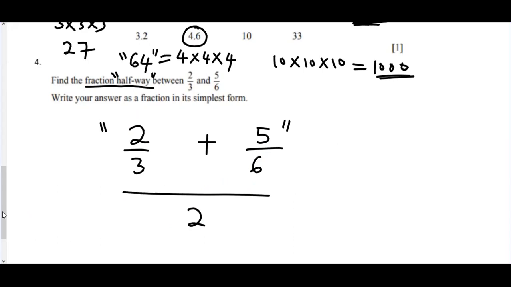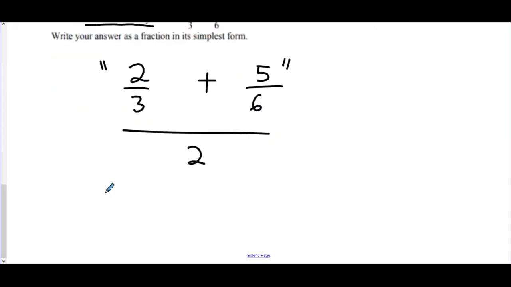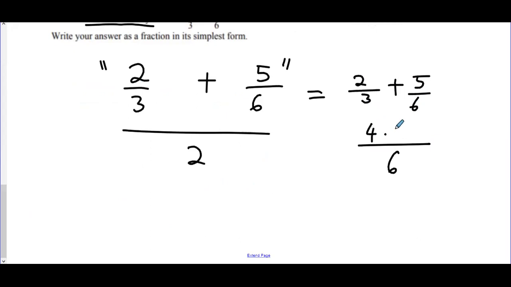Okay, so step number one is to first take 2 over 3 plus 5 over 6. The LCM of 3 and 6 is 6. 6 divided by 3 is 2, times 2 is 4. 6 divided by 6 is 1, times 5 is 5. So this will give me 9 over 6. If you simplify this, by 3, this is 3, by 3, this is 2. So you're going to end up getting 3 over 2.